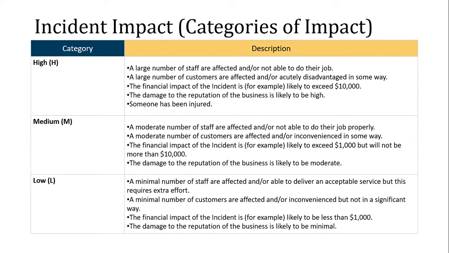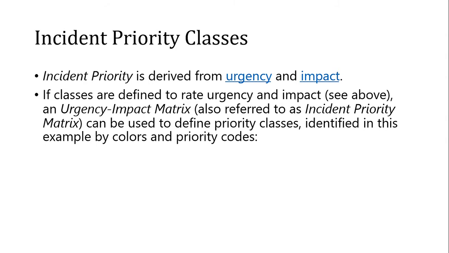Okay, let's move on to the next topic. What are incident priority classes? Incident priority is derived from urgency and impact. I clearly told you what urgency is, what impact is, and the difference between them. So based on the urgency and the impact, we decide what the priority of an incident ticket is. Correct? Okay.